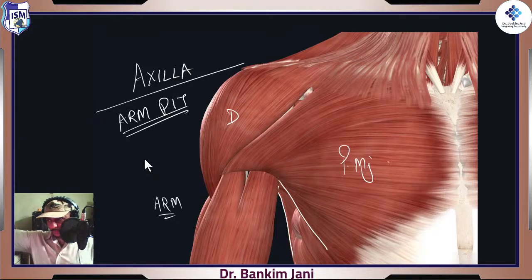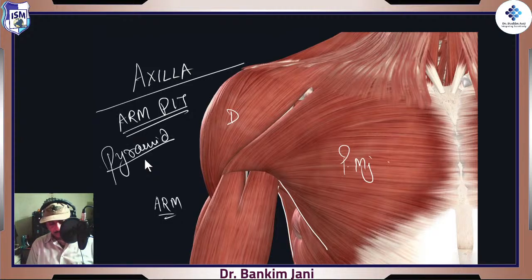So when you keep your hand like this, the depression which you get, that is the axilla. This axilla is a very important space, and it is like a pyramidal space. How do you say pyramidal? A pyramid is something like this. So that's what is called a pyramid.